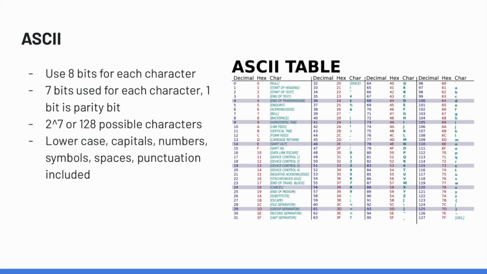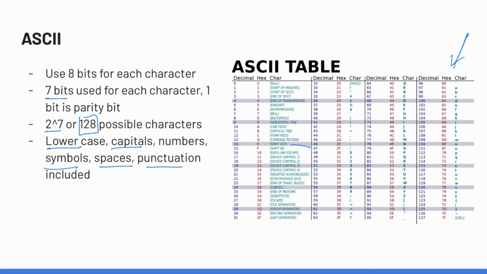So let's start with ASCII. So basically for ASCII, each character is represented by 8 bits. So you have 7 bits for each character, and then 1 bit, which is a parity bit, and that makes sure that the other bits have been transmitted accurately. And this means we have 2 to the power of 7, or 128 possible characters. If you look at this chart right here, which may be a bit hard to see, then we can see that this set of characters not only includes letters and numbers, but also we have separate characters for lowercase, separate characters for capitals, lots for symbols, spaces, and punctuation.